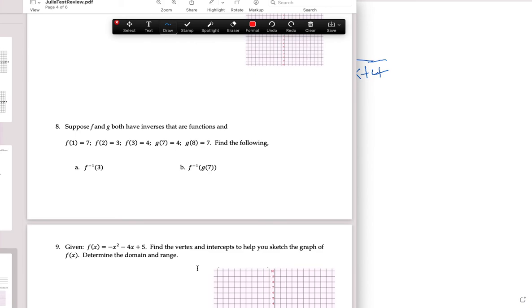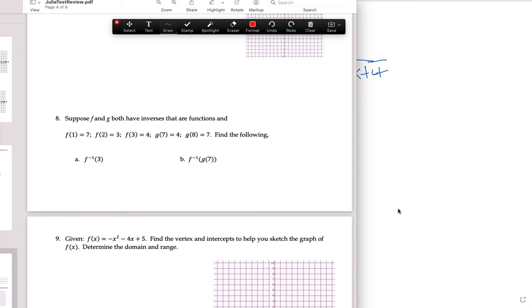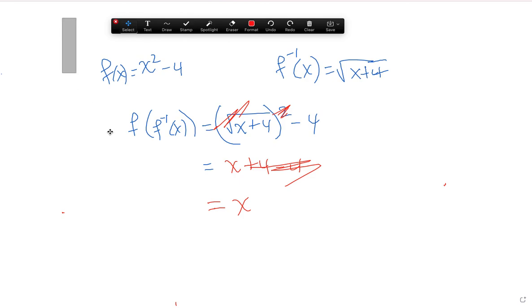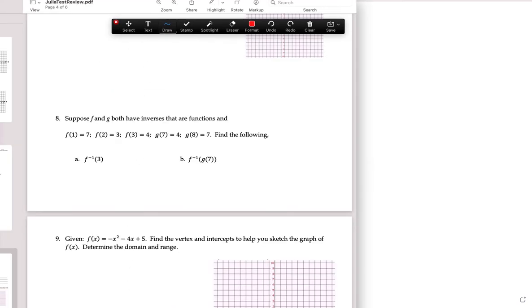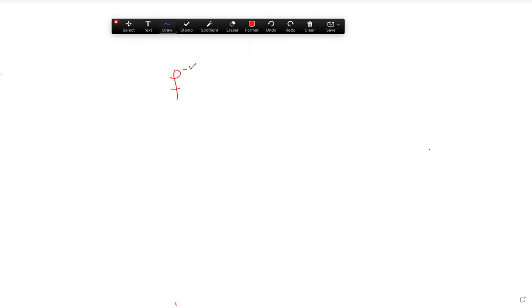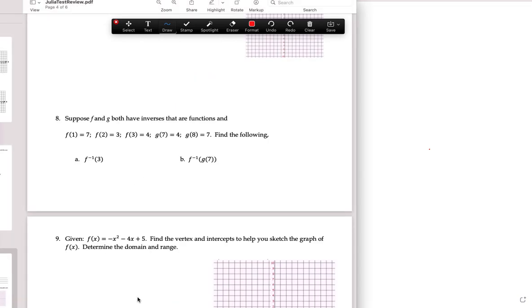Find the following. Okay, so you have to answer both. We haven't looked at a question like 8, so you have to answer this question in full. Go ahead, talk to me. Okay. So what's f inverse of 3? Sorry, I'm just reading it. It's okay.